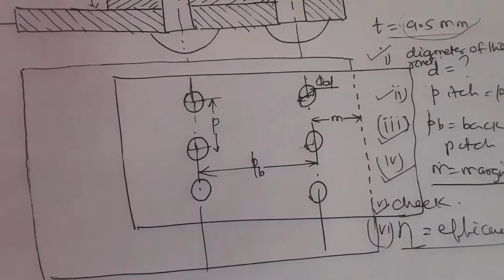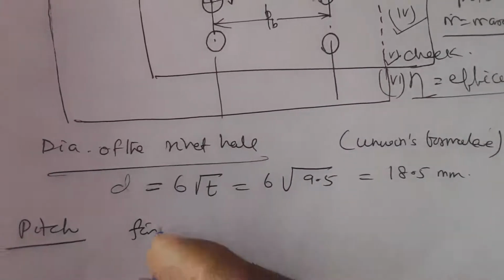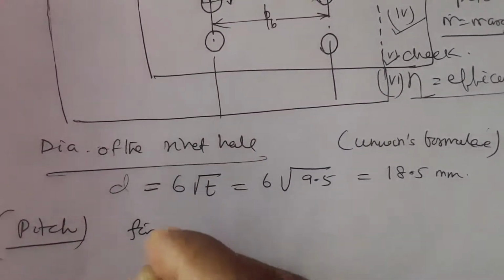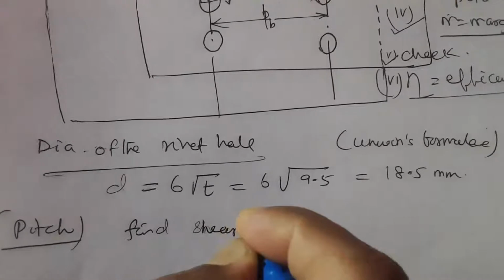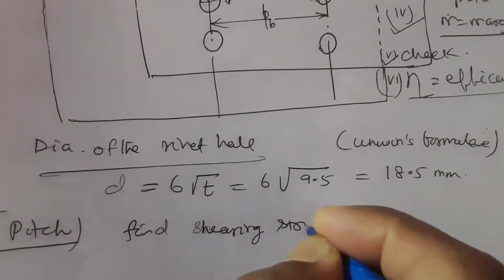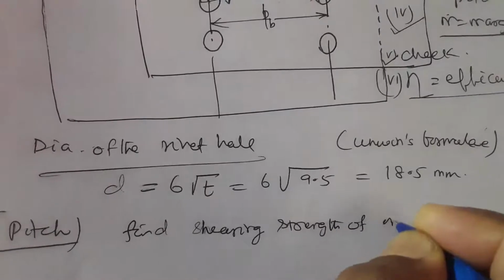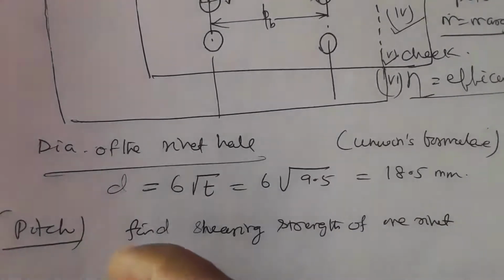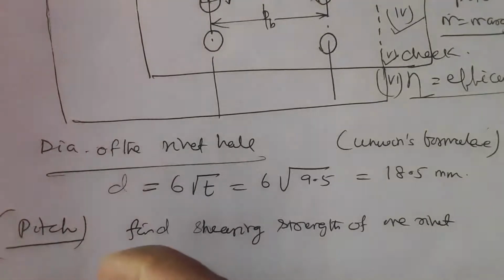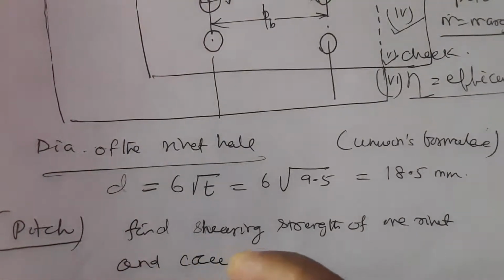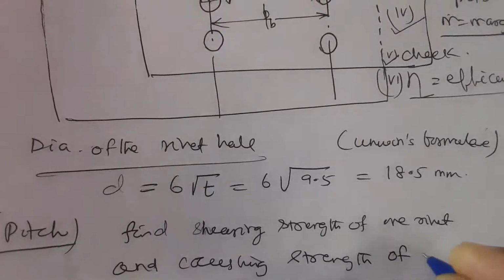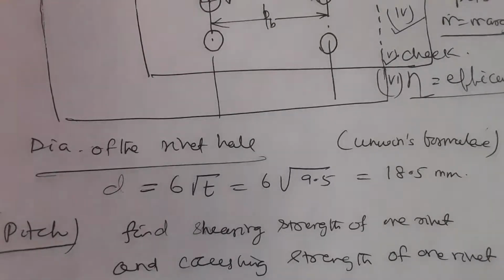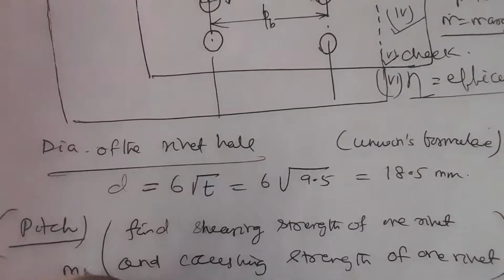So to determine the pitch, find the shearing strength of one rivet and crushing strength of one rivet. So find out the minimum out of them.